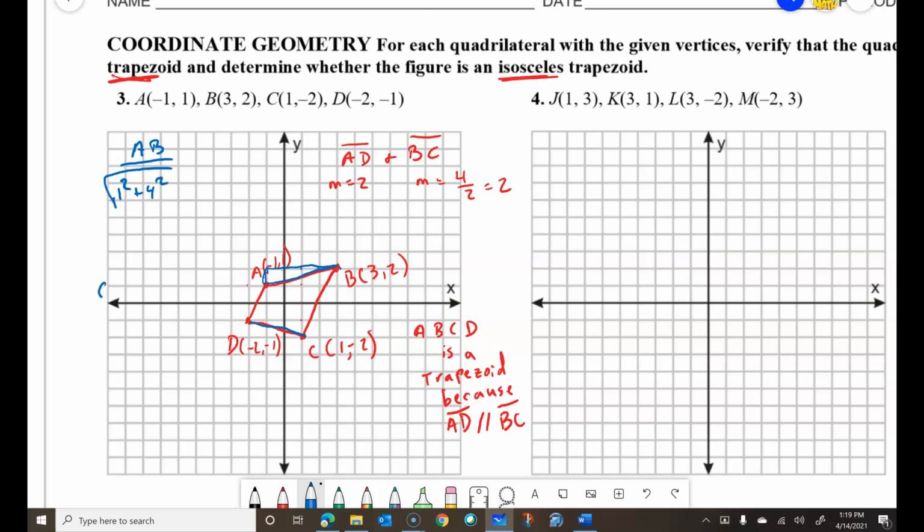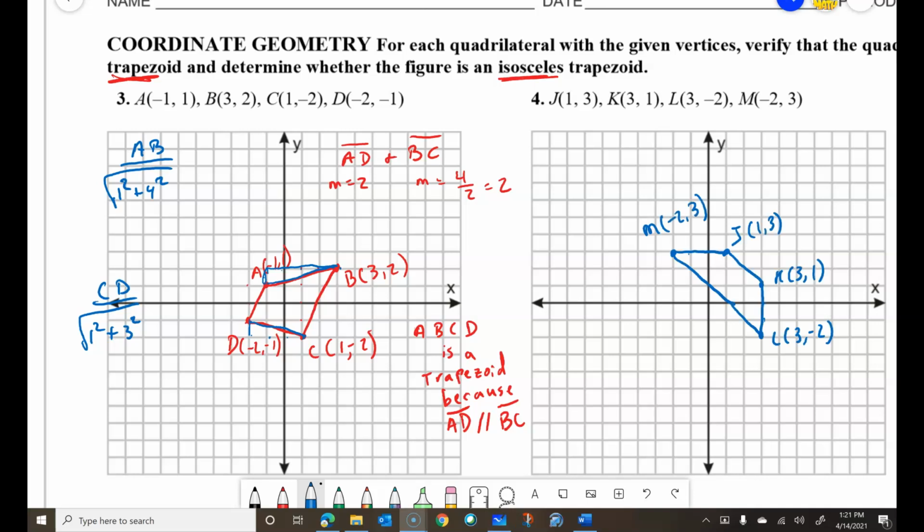For CD's length, we can see very easily that's not going to be equal because this is a length of 1, 2, 3, and up 1. So this would be 1 squared plus 3 squared, and we would take the square root of that, and we can tell right away those won't be equal to each other. So it's not an isosceles trapezoid, but it is a trapezoid.